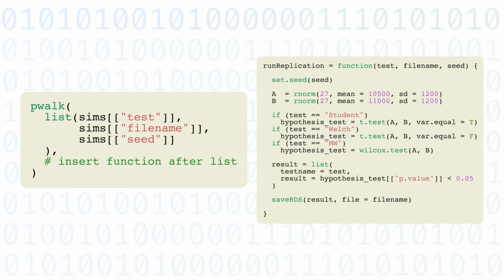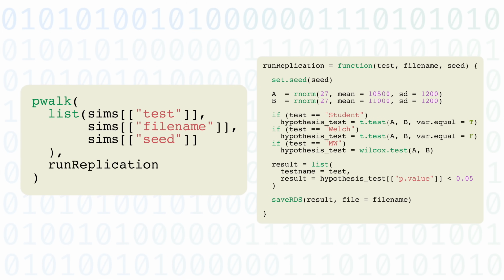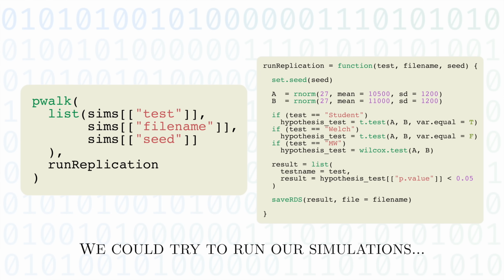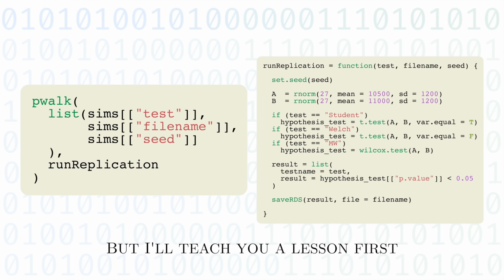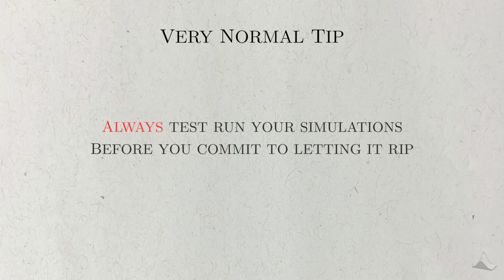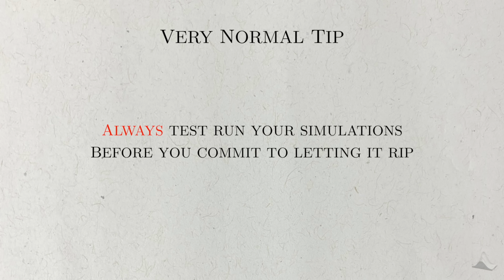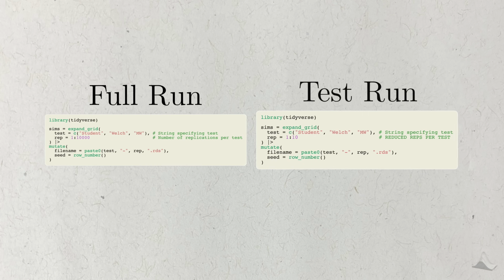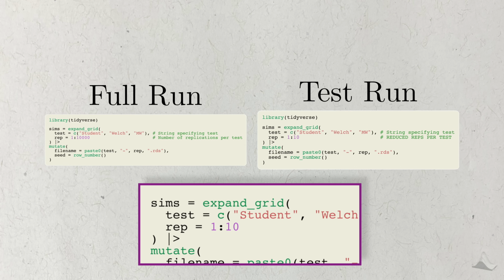Now that the function's been made, I can just stick it into pwalk. Notice that you don't need to show the arguments of the run replication function here. We're not running the function, but rather we're passing in the function itself. We could just do all the simulations now, but I'm going to teach you a lesson first. With large-scale simulation studies, it's always good to do a test run first. I'm going to change the number of replications to 10 just to make sure that all the code is working.